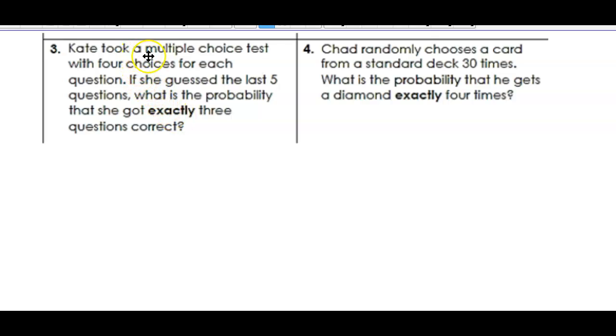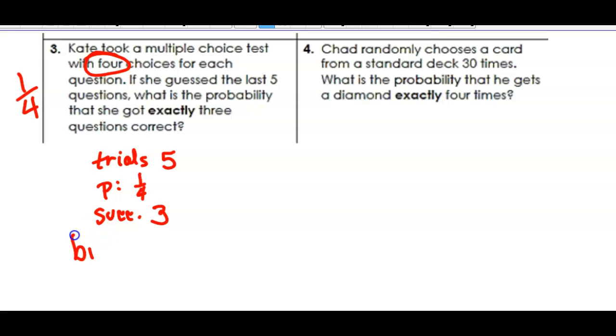This one says, Kate took a multiple choice test with 4 choices for each question. If she guessed the last 5 questions, what is the probability that she got exactly 3 of those questions correct? So the number of trials, she's guessing 5 times. We want her to succeed exactly 3 times. And there are 4 choices, one of which is right. So she has a 1 in 4 chance of picking right.